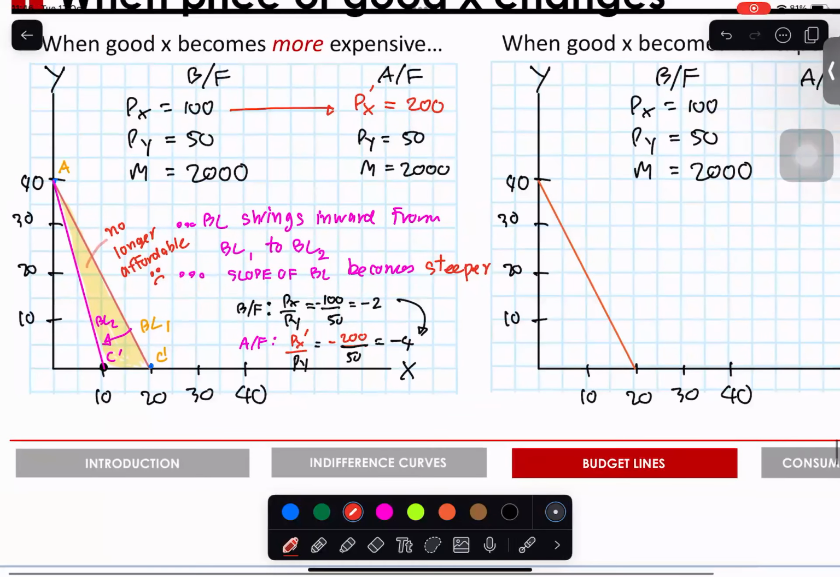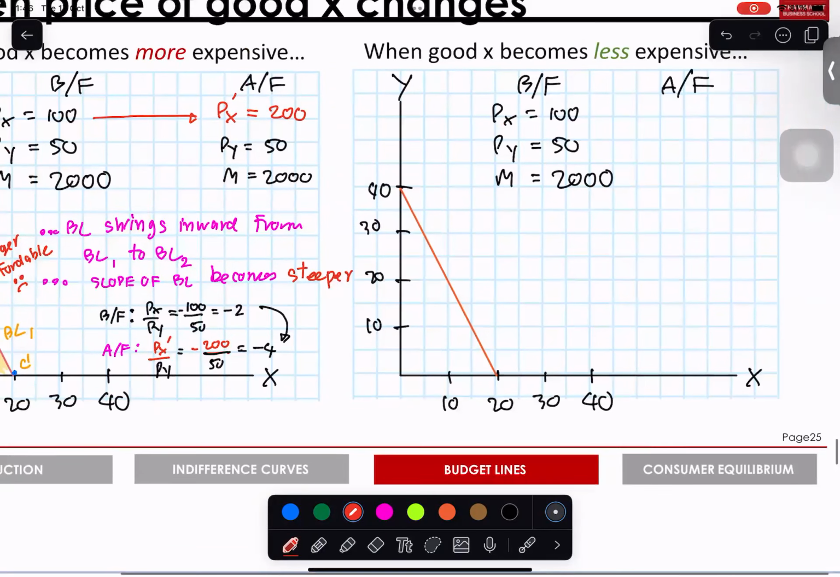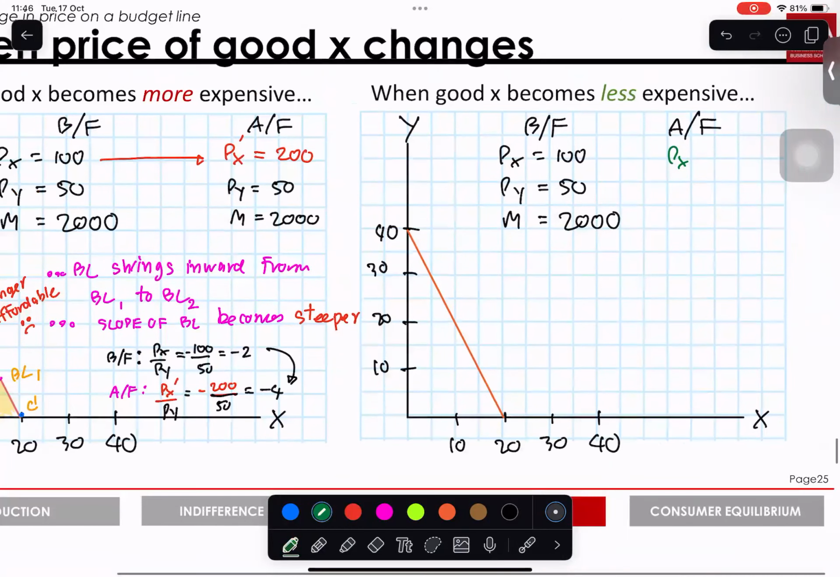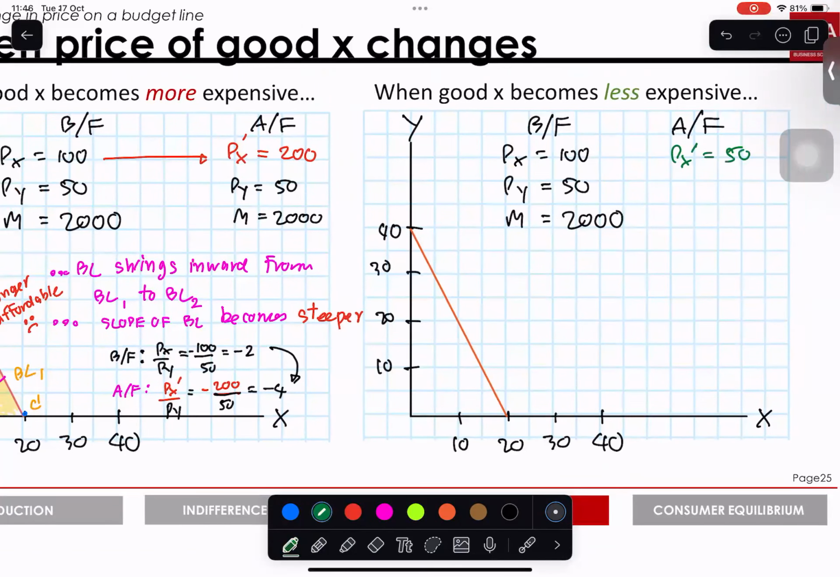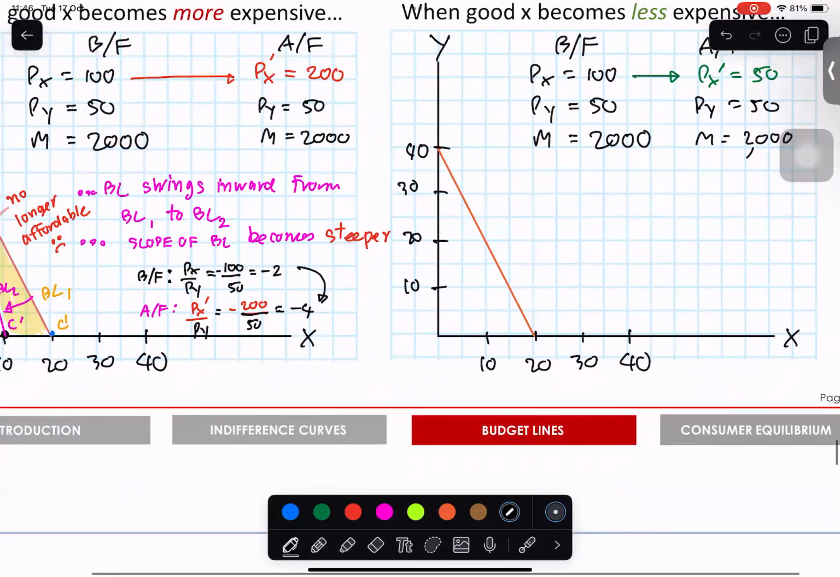Since I already showed you case 1, case 2 is your DIY. What we want to do is, when X becomes cheaper, let's say the price of pizza becomes cheaper from 100 to 50, you will do at home: what will happen to his budget line, his budget set, and the slope of the new budget line compared to the slope of the old budget line. It's your job now.